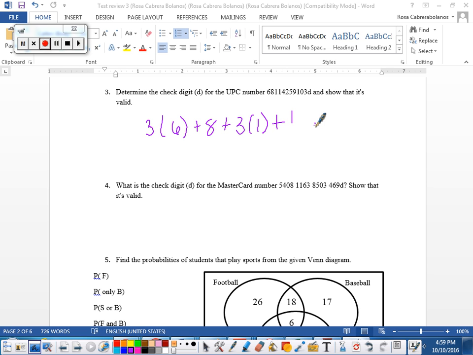When you do that, it gives you 80 if you try it out all the way through. And since I want a number that ends in 0, then the check digit D has to be 0. If it would have ended up like a 73 or something, that would have turned into a 7 and all of that other good stuff.